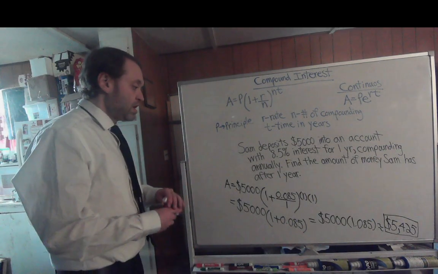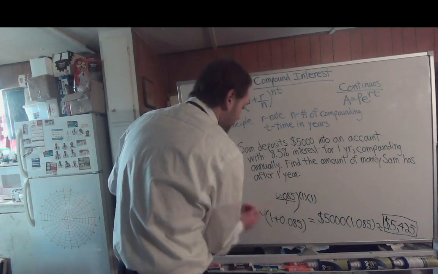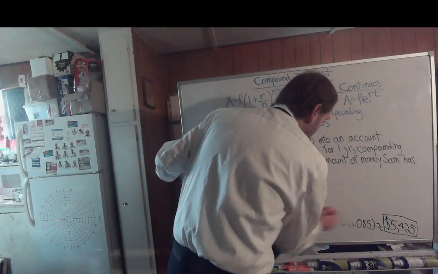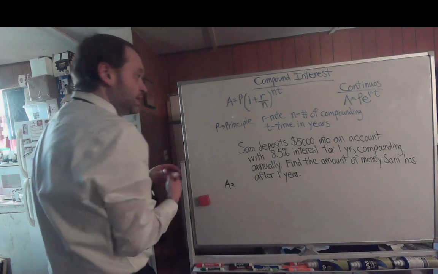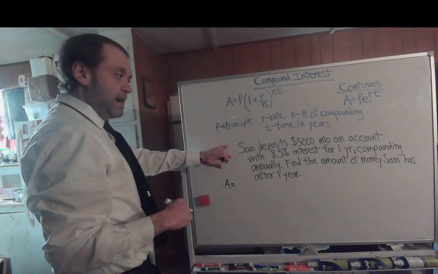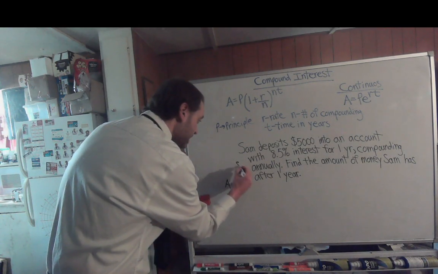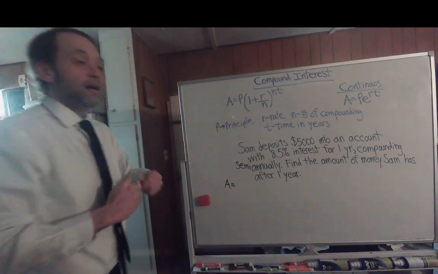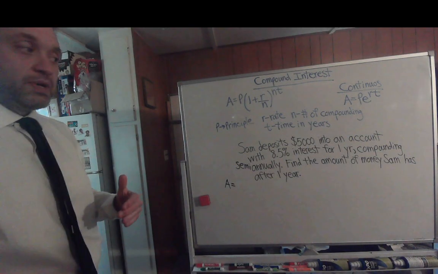Now, what if we modify this slightly? Let's modify the problem. So let's see. It's going to be the same amount he's putting in at 8.5% interest for 1 year, but it's going to compound semi-annually. This time the interest will compound semi-annually. So let's set this up again.